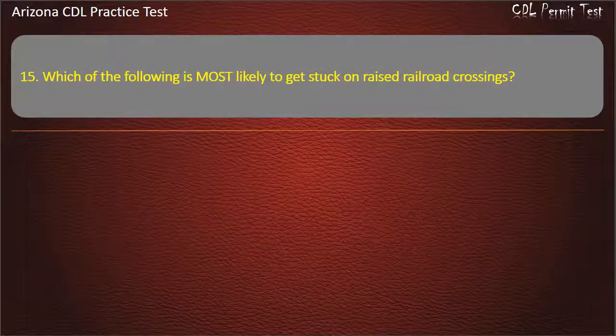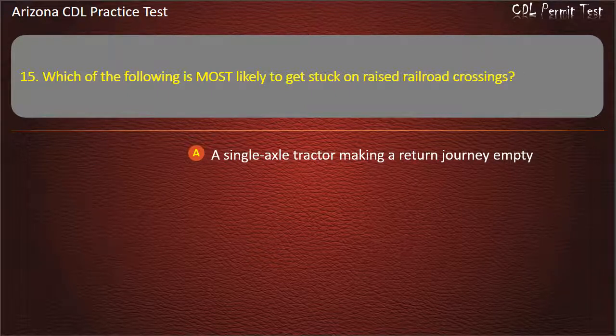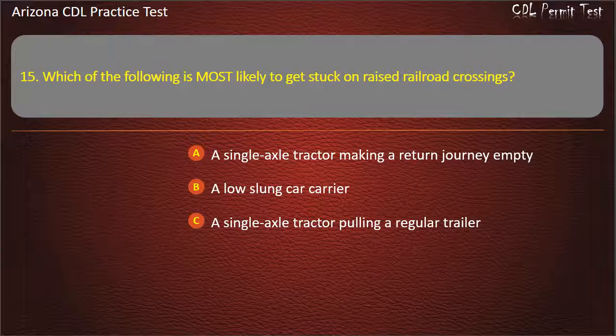Question 15. Which of the following is most likely to get stuck on raised railroad crossings? A single-axle tractor making a return journey empty. A low-slung car carrier. A single-axle tractor pulling a regular trailer. An empty moving van. Answer. A low-slung car carrier.